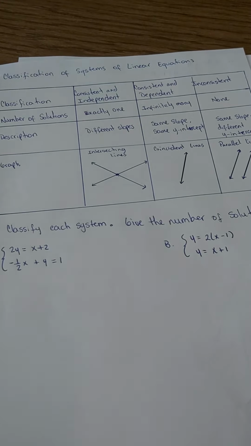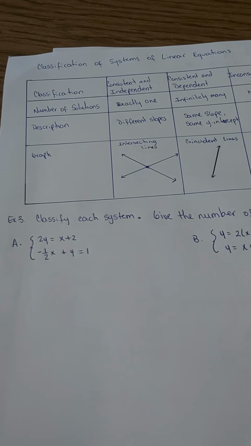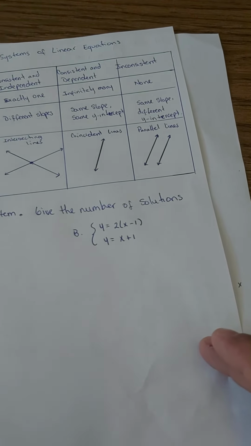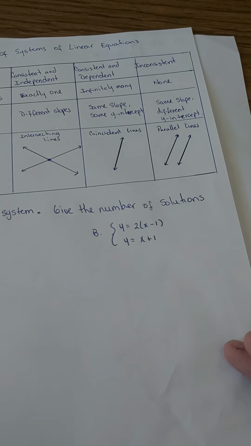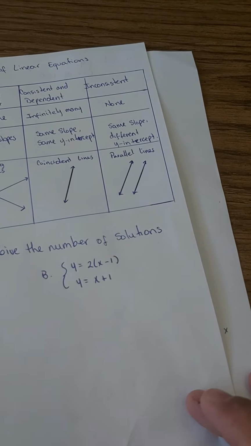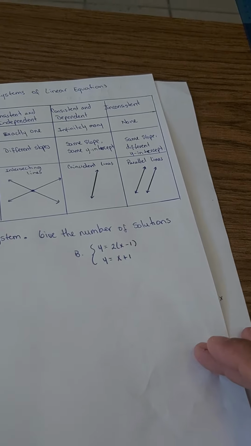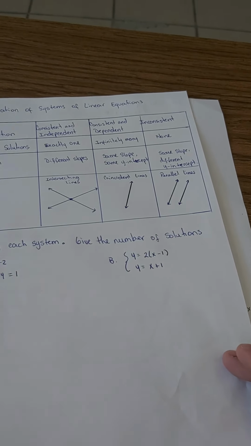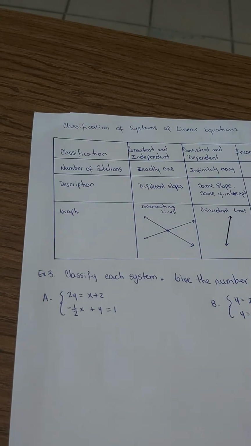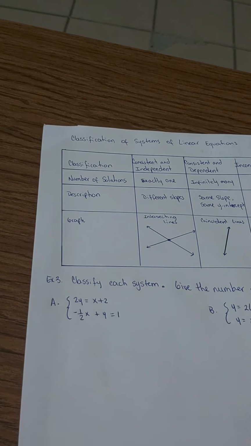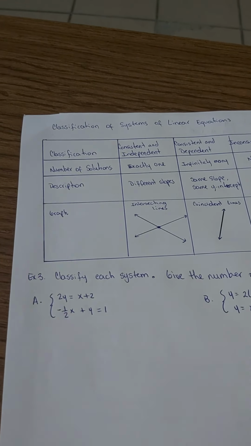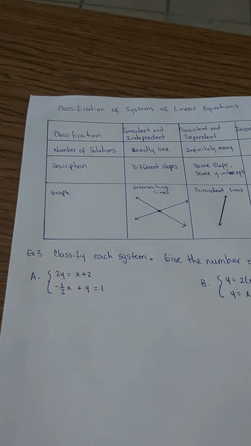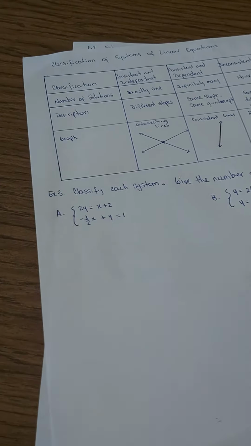Okay, so we're going to classify. Once we classify them, we're going to give the number of solutions. We're not going to give the solution, we're just going to give the number of solutions. So what are the numbers of solutions? Zero solutions, that means no solutions, infinitely many solutions, or one solution. That's what we're going to be saying, okay?